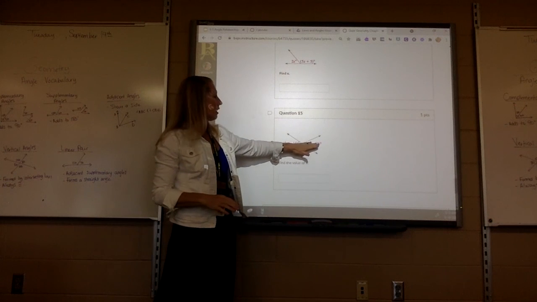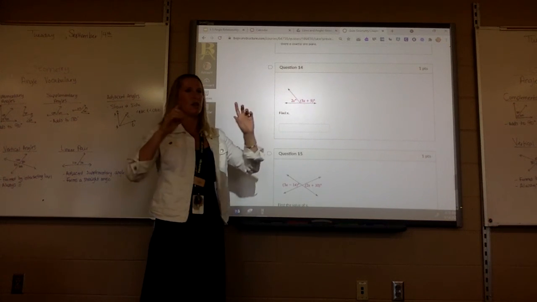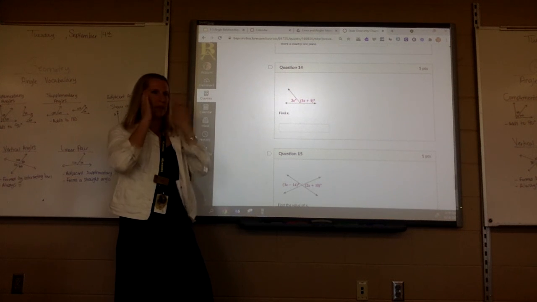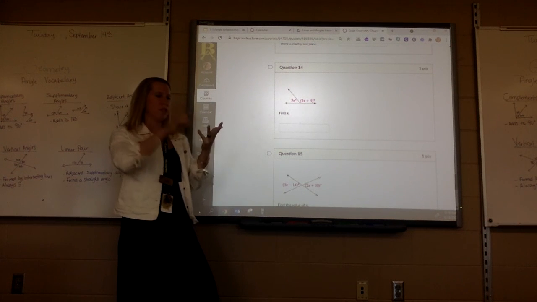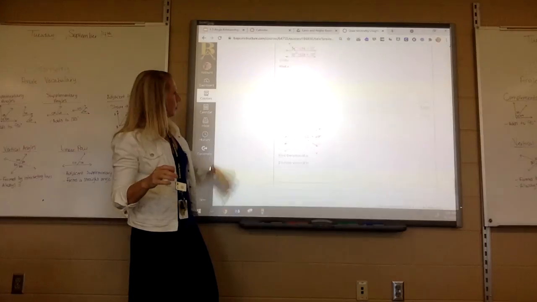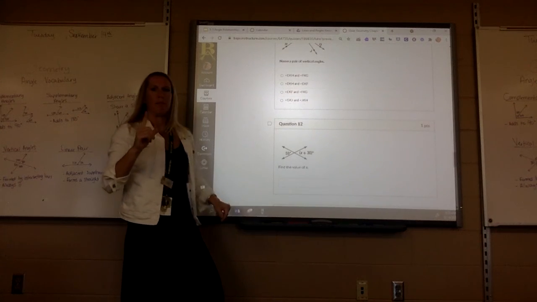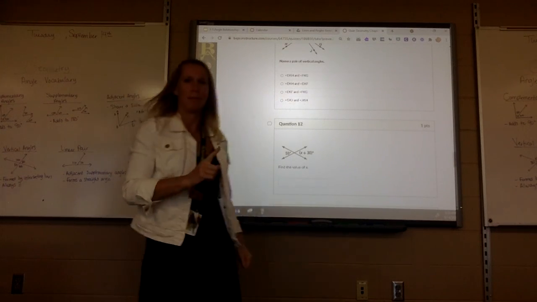Remember, vertical angles equal each other. A linear pair adds to 180. So your biggest decision in geometry is always going to be, do the angles equal each other? Do they add to 90 or do they add to 180? Those are your options. So, if you need help, let me know.